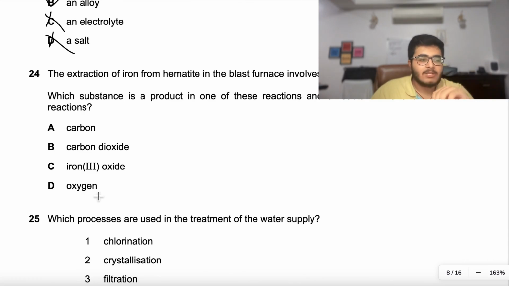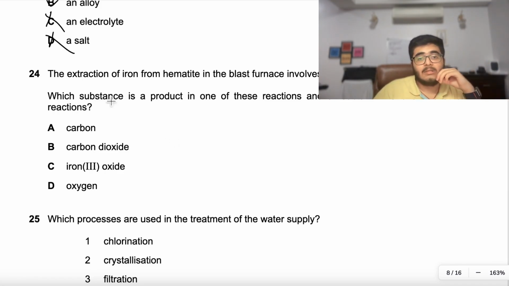Question number 24. The extraction of iron from hematite in the blast furnace involves three main reactions. If you remember these reactions, C plus O2 gives CO2, carbon dioxide. The first reaction is carbon plus oxygen makes carbon dioxide, so carbon dioxide is a product. The second reaction is carbon dioxide plus carbon makes carbon monoxide. Here carbon dioxide is a reactant.